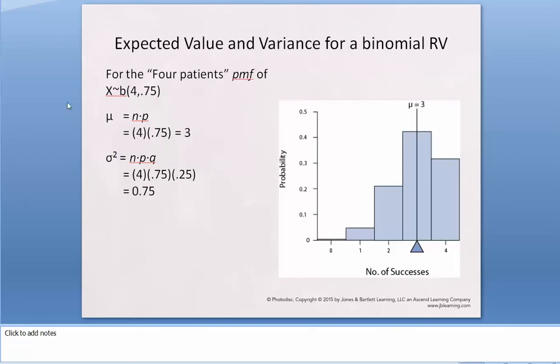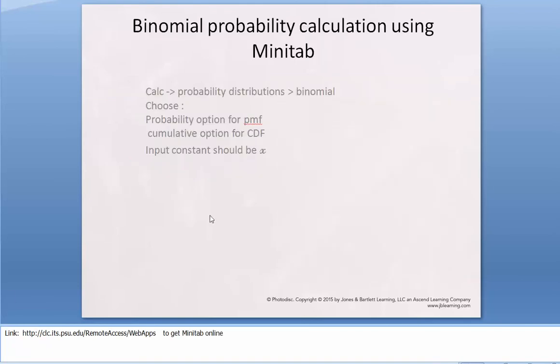Okay. So here we can calculate mu to be 3. On the average, you will expect 3 patients to be successful if you have 4 patients. N is important. And sigma squared is 0.75. You can check the arithmetic when you have a little time. And then, okay, here's how you calculate binomial probabilities.